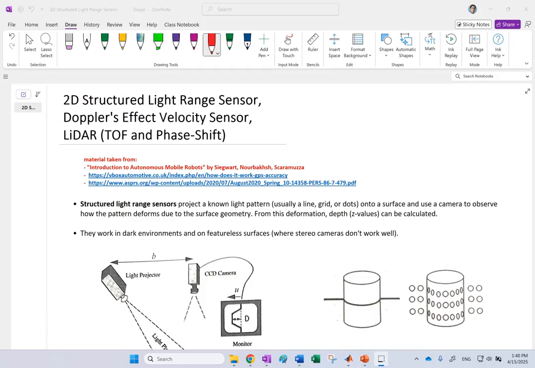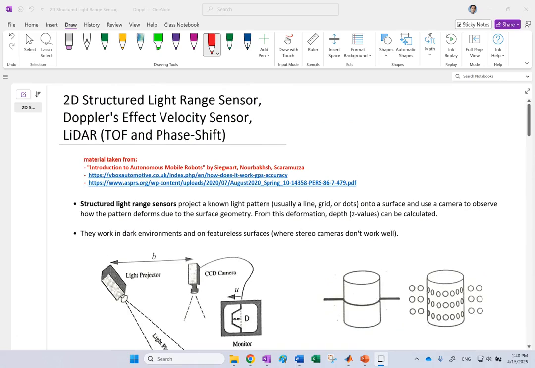Hello everyone. In this video, we are going to look at some of the range and velocity sensors that are common in robotics. I know you have probably heard, read about, or used them, but I just briefly want to mention a little bit about them.